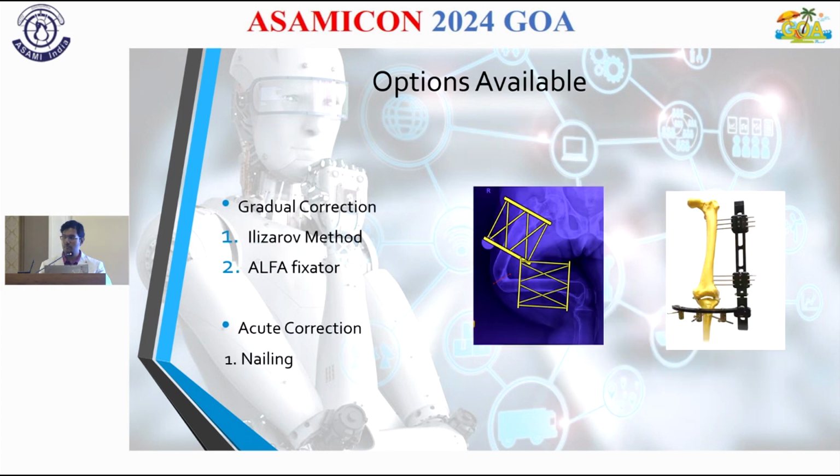So the options available are a gradual correction using the Ilizarov method. Sometimes we can use an alpha fixator, which is a uniplanar fixator. And acute correction should also be kept in mind. In acute correction, plating is difficult, so nailing can be an option.